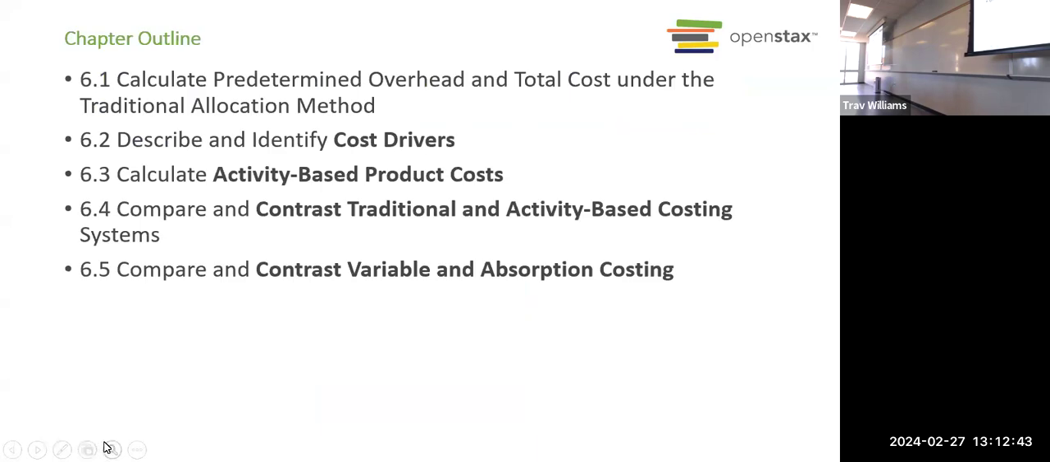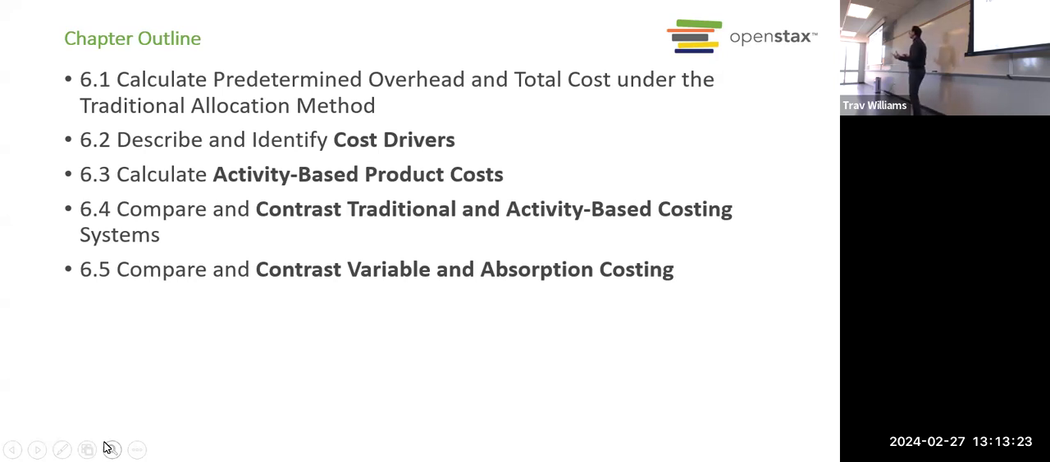Okay. All right, so this is what we're going to cover in this chapter. So we'll look at the different cost drivers that we can use other than machine hours, and labor costs. And we'll figure out how to use those activities to figure out the overhead cost and then apply that to our total cost. We'll have some exercises and problems where we use the traditional method and then we use the activity-based costing method, which again is sometimes called the ABC method.